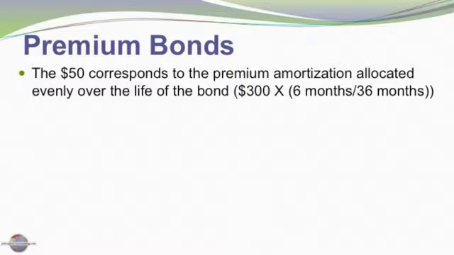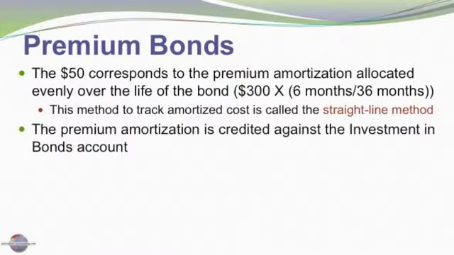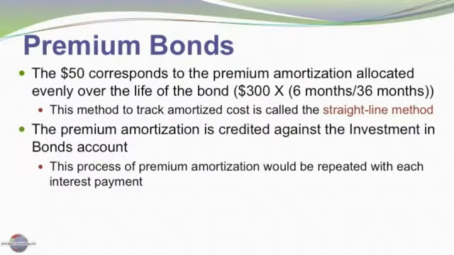$300 of premium, and this was a 3-year life bond, so we'll need to amortize that over 3 years. It comes to $50 every 6 months. It's allocated evenly over the life of the bond under this approach, which is the straight line method of amortization. In a subsequent chapter, we'll look at the effective interest method of amortization as well. That premium amortization is credited against the investment in bonds account as shown in the journal entry, and that process would continue with each interest payment date.